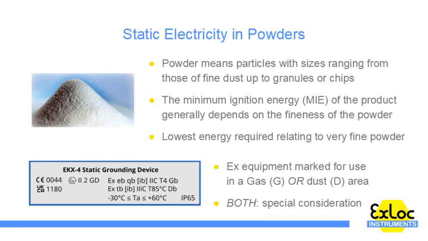It is often incorrectly assumed that hazardous area equipment marked as being suitable for a gas or vapor environment, denoted by capital letter G, or a dust environment, denoted by the capital letter D, can be used where both gas and dust are present at the same time, but this is not actually the case. It is gas or dust. If both are present, again, special consideration must be made when selecting equipment.